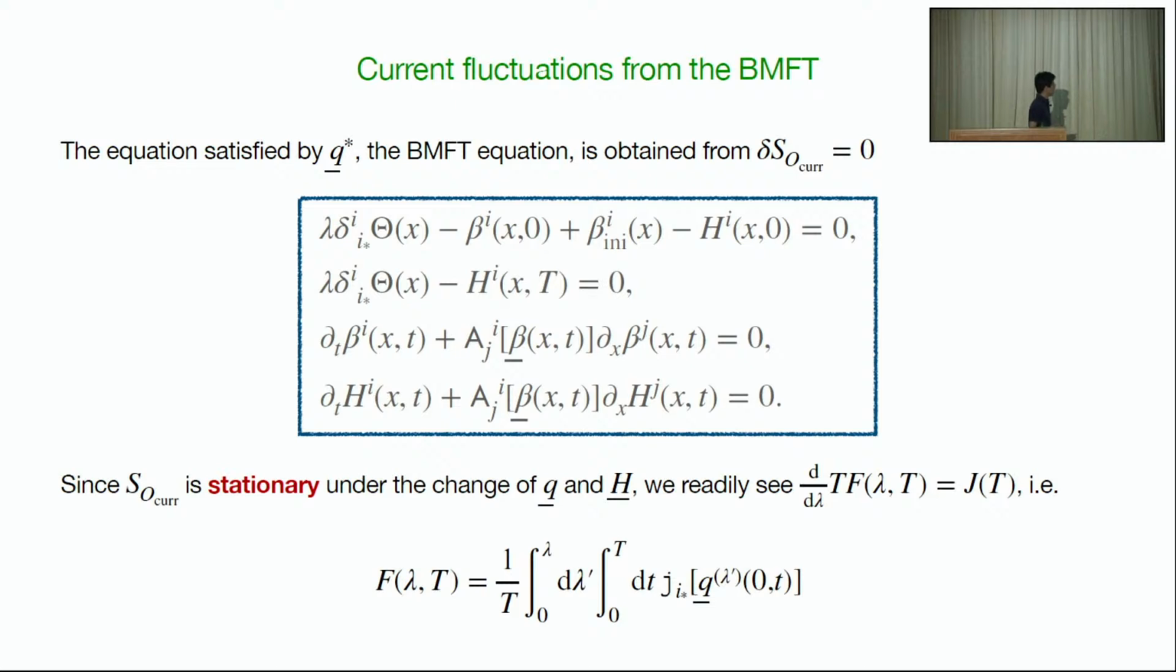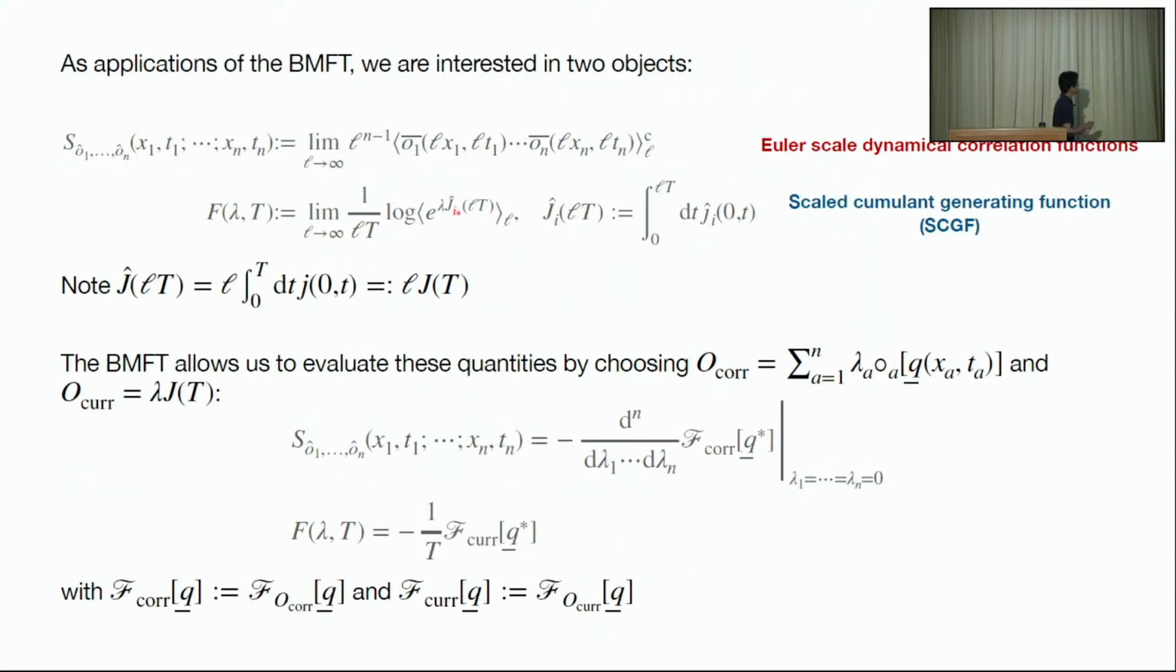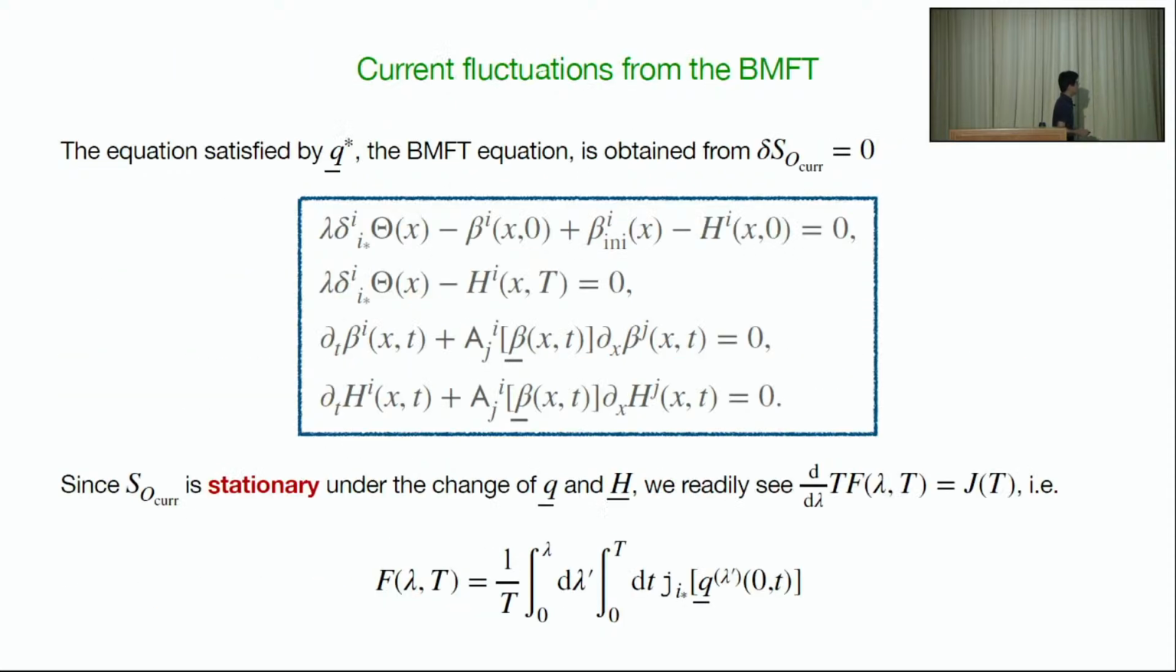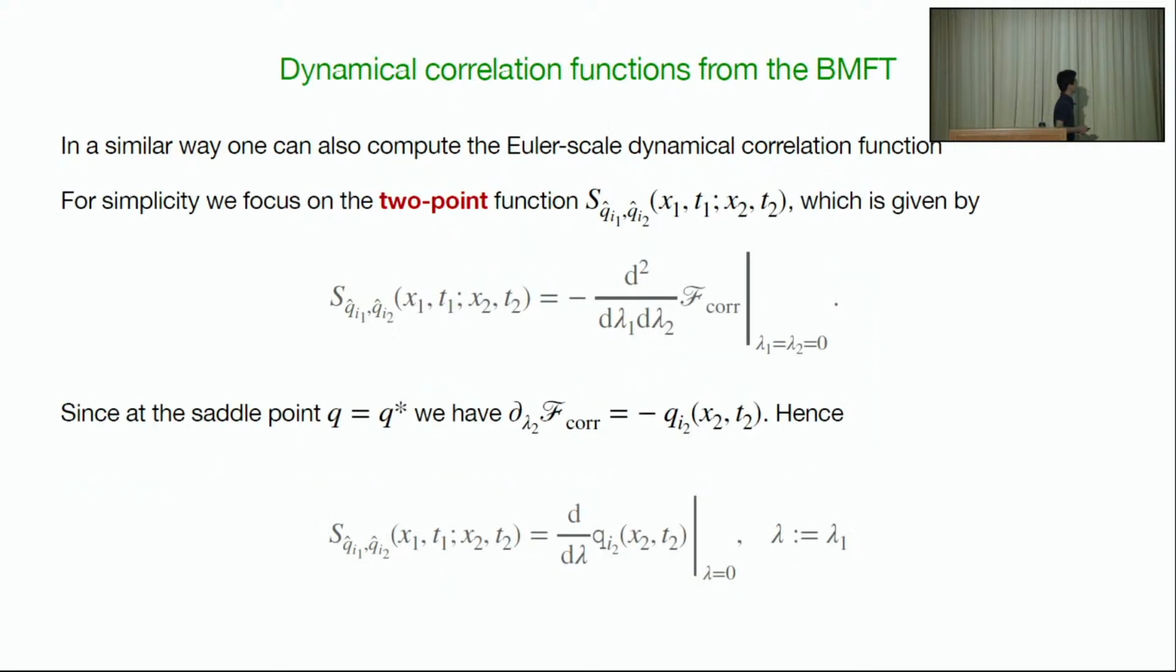And once you know it, you can plug that into this formula. I didn't write down the derivation. It's just a consequence of simple manipulations. So the scaled cumulant generating function defined here is written in this way. So if you know the full profile of the Q star, you can plug that in here and compute it very easily. So this is a much simpler way to compute this kind of object.